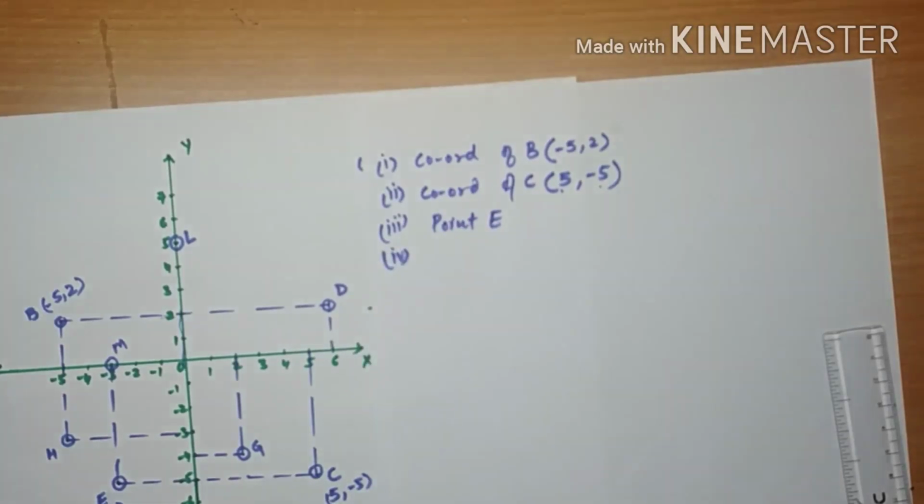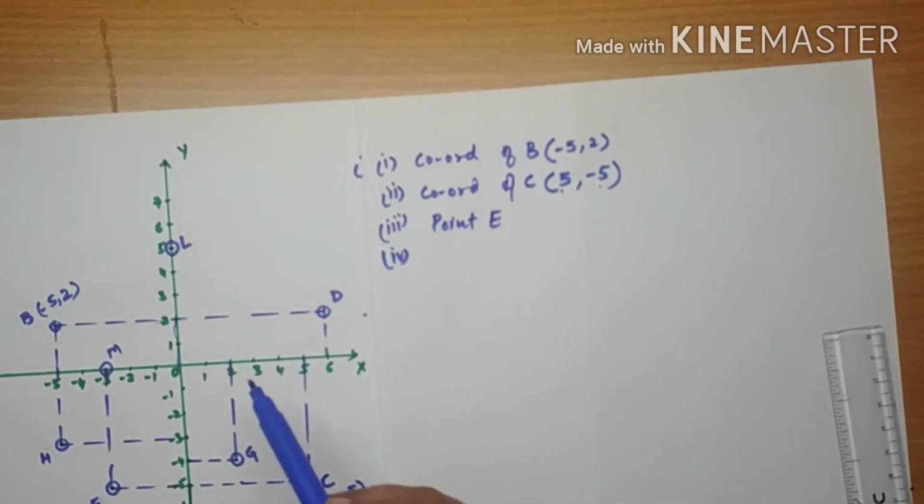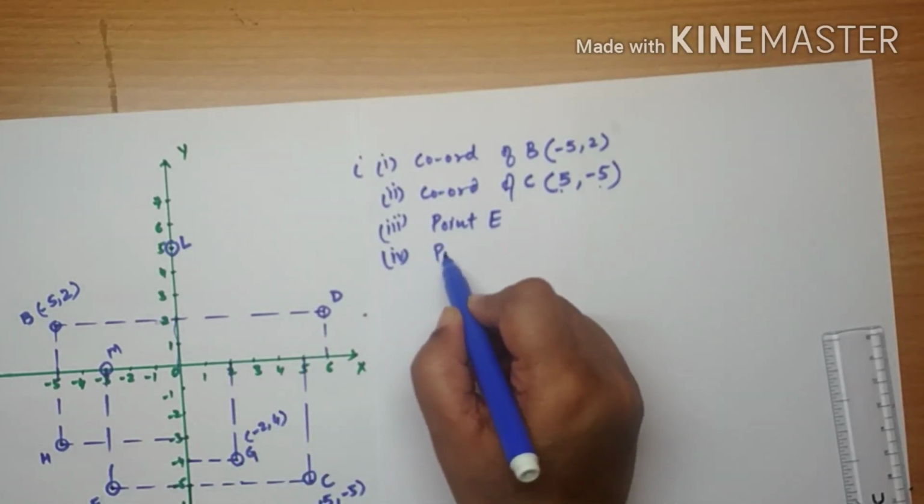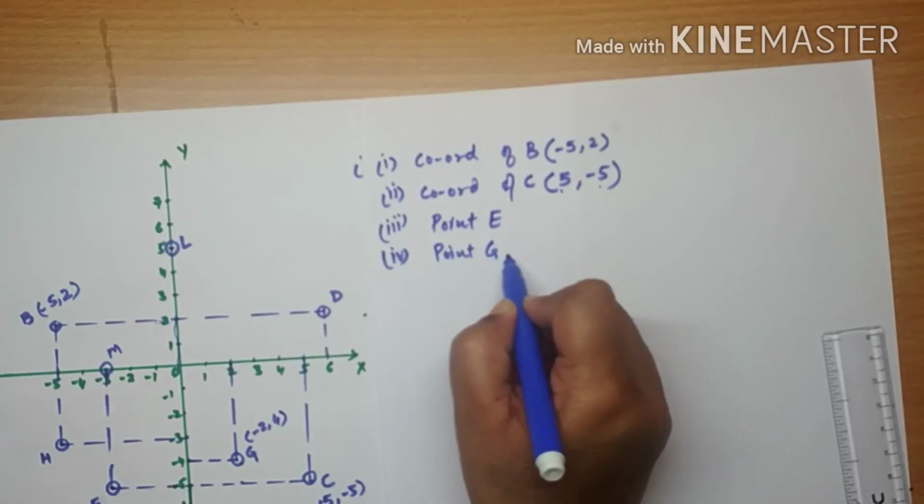Next part, fourth part. In this part, he says, write the name of the point which is identified by the coordinates 2 and -4. So let's go to x 2. X is 2, x 2 here, and y -4. So -4 is here. So the point is G. So point G is your answer.